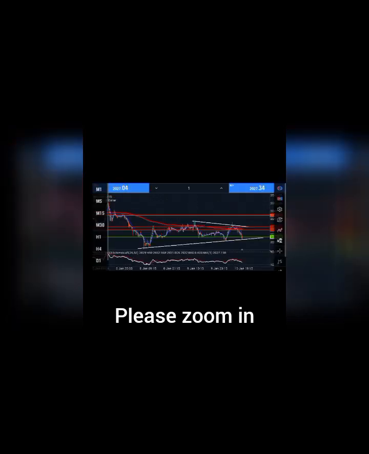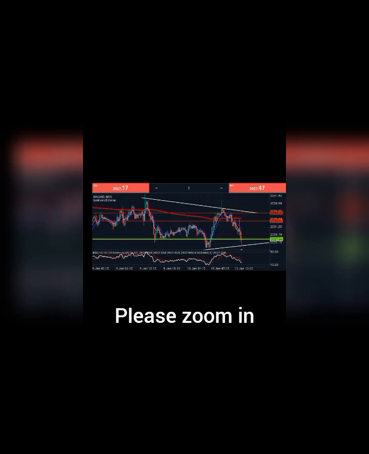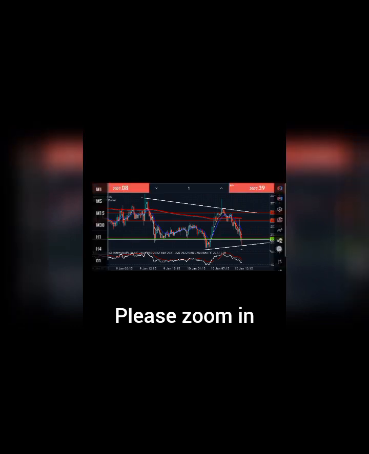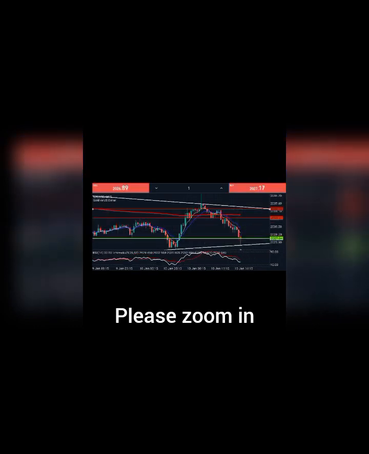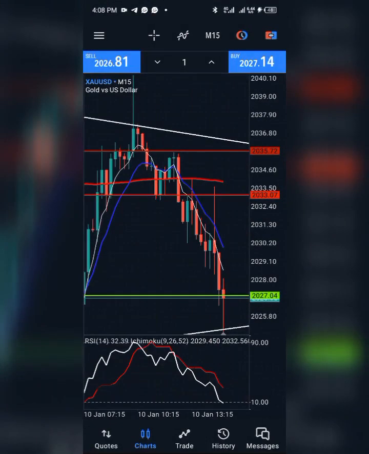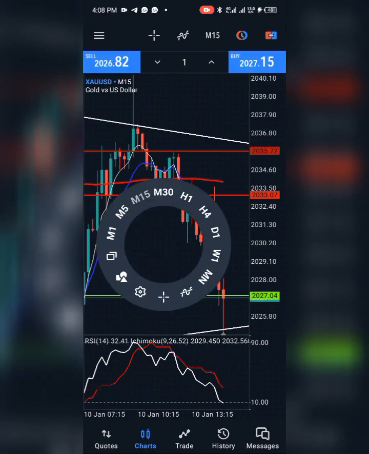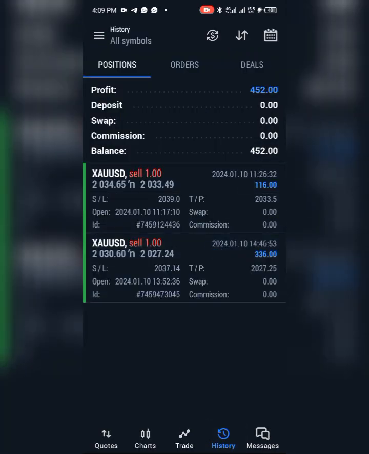So we've gotten our TP1, and also if you have a TP2, it should be on this trend line. So you see, price is trying to buy, gold is trying to buy from this trend line. So that is it for now, and profits have been made. Thanks.